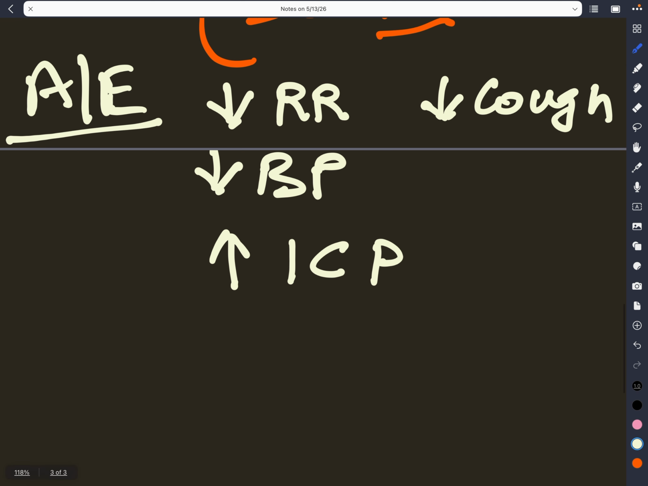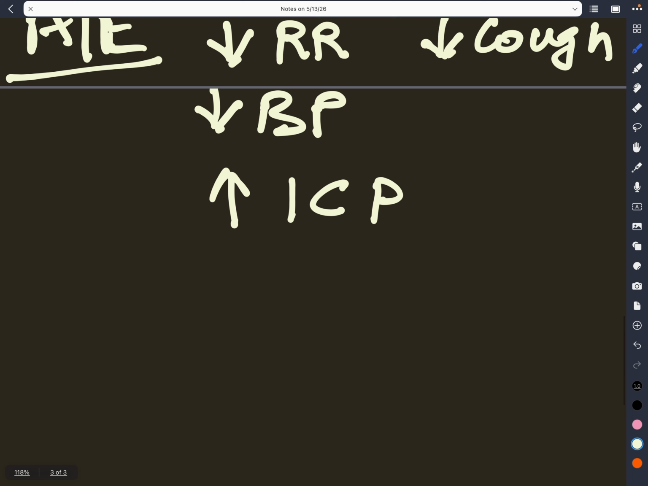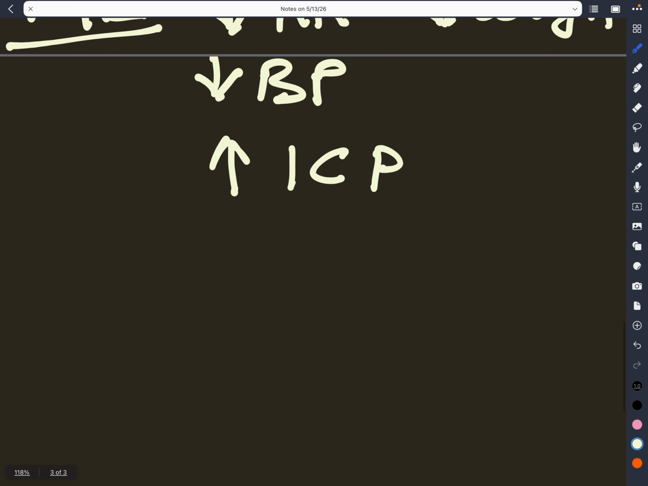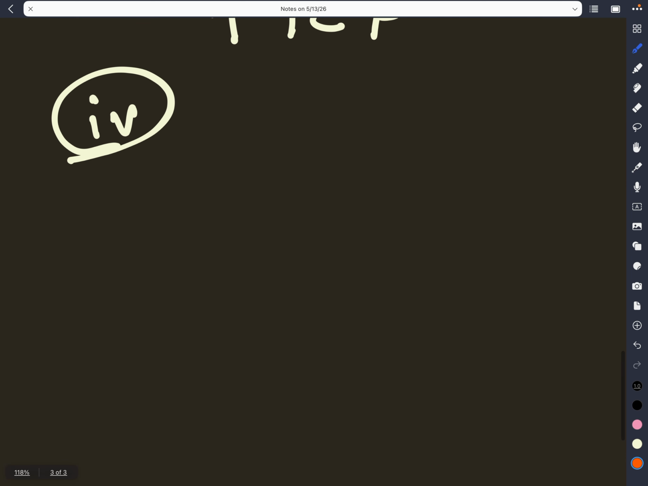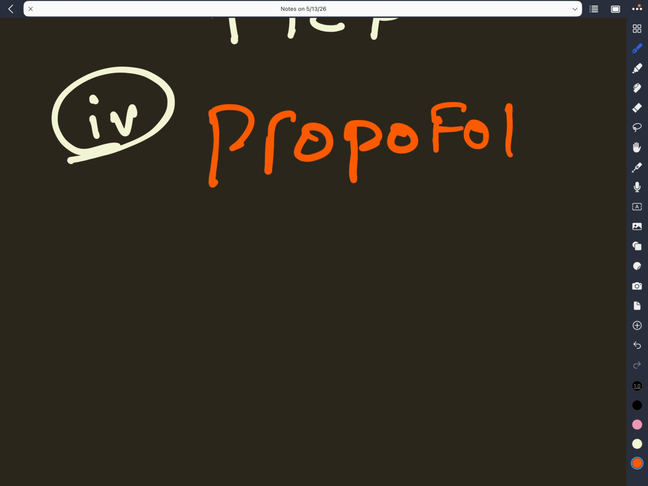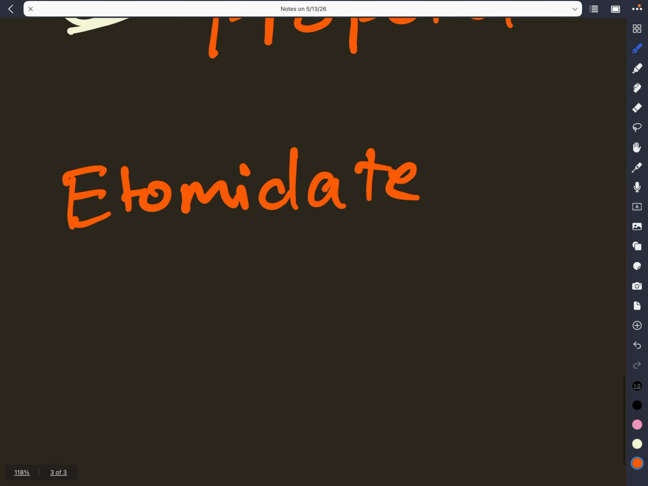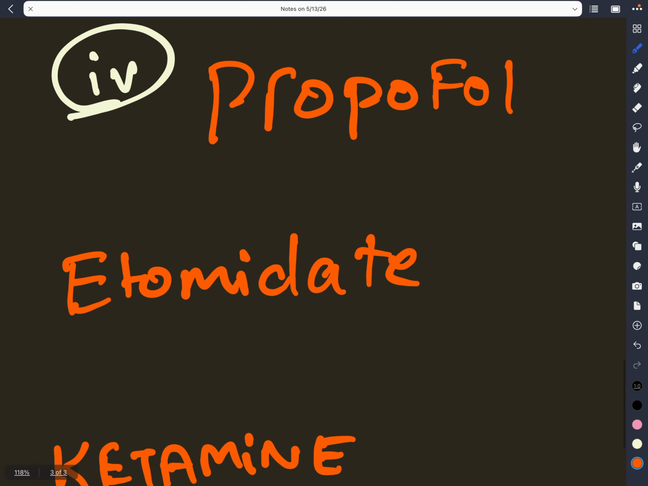The next class of drugs is IV drugs, intravenous drugs that can be given with an IV line. What are the IV class of drugs? Number one is propofol. Number two IV anesthetic drug is etomidate. Number three IV drug is ketamine.